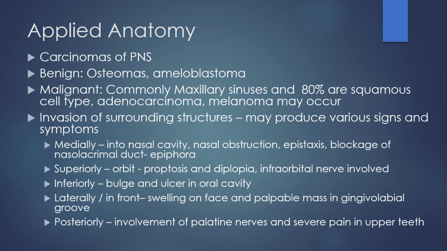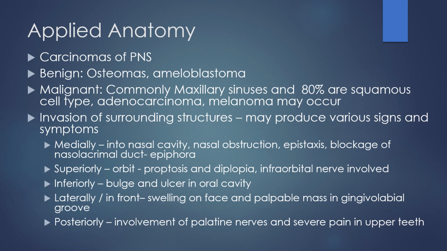Carcinoma of the paranasal sinuses. Benign tumors like osteomas and ameloblastomas can occur. Malignant tumors are common in the maxillary sinus, and they are usually squamous cell type or adenocarcinomas. Now the invasion to the surrounding structures. So if we know the anatomy, we can understand the invasion of the maxillary carcinoma.